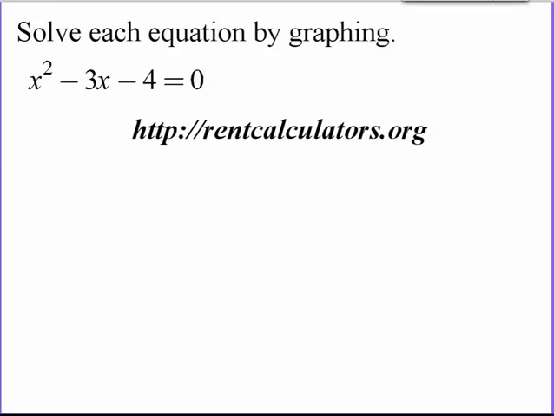All right, so now we're going to solve the following equations by graphing. First of all, write this down so that you know what function we're dealing with: x squared minus 3x minus 4 equals 0. Then I want you to go to the website rentcalculators.org. We're not going to rent a calculator, but this is a website that has a free online graphing calculator. I tried to find a website that was easy to remember. Go ahead and type in rentcalculators.org.